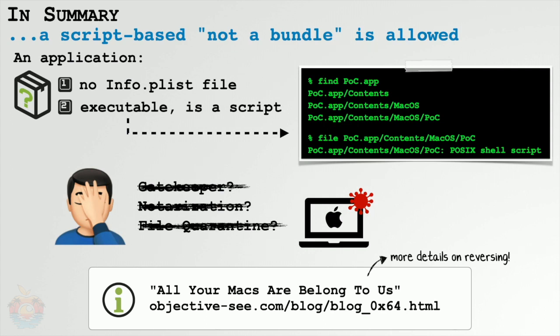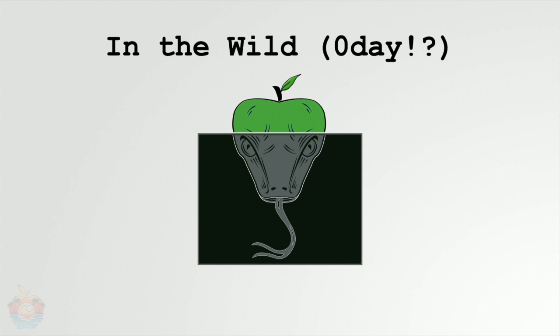So again, if you don't have an info.plist file and your application has a script for its main executable component, that would trigger the flaw in the bundle classification logic, which neatly sidesteps, as we saw, Gatekeeper, Notarization, and file quarantine. So next up, I'm going to hand this off to Jaron, who's going to talk about some interesting research that ultimately uncovered this being exploited in the wild as a 0-day.